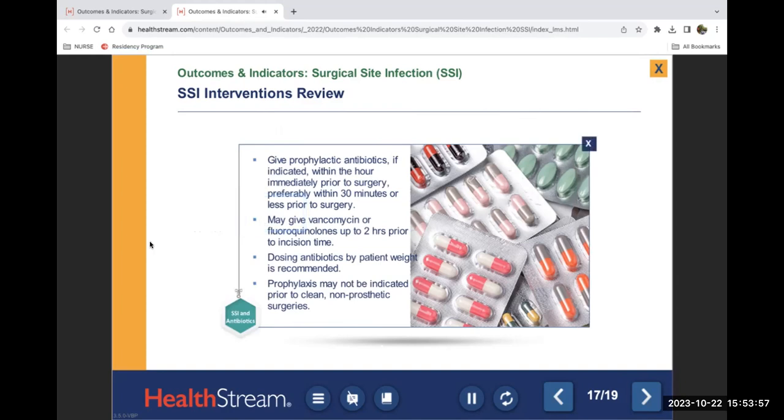Give prophylactic antibiotics if indicated within the hour immediately prior to surgery, preferably within 30 minutes or less prior to surgery. Vancomycin or fluoroquinolones may be given up to 2 hours prior to incision time. Dosing antibiotics by patient weight is recommended. Prophylaxis may not be indicated prior to clean, non-prosthetic surgeries.